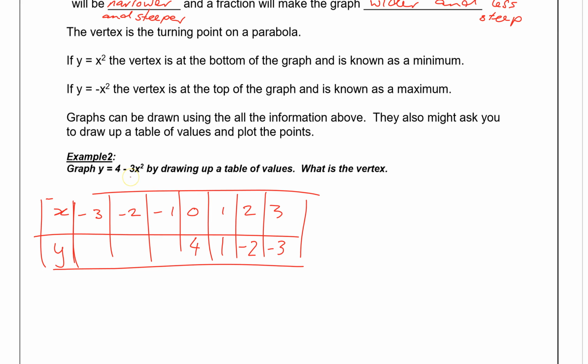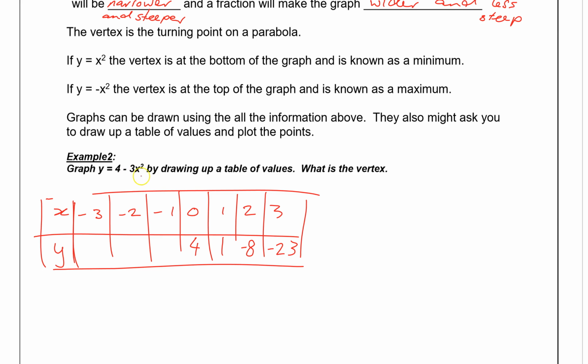Oh, now I've got a mistake here, don't I? What happened to my 2? 2 squared is 4. -3 times 4 is -12. 4 minus 12 is -8. Right, and that's negative. I said that was 27. 4 minus 27, -23.